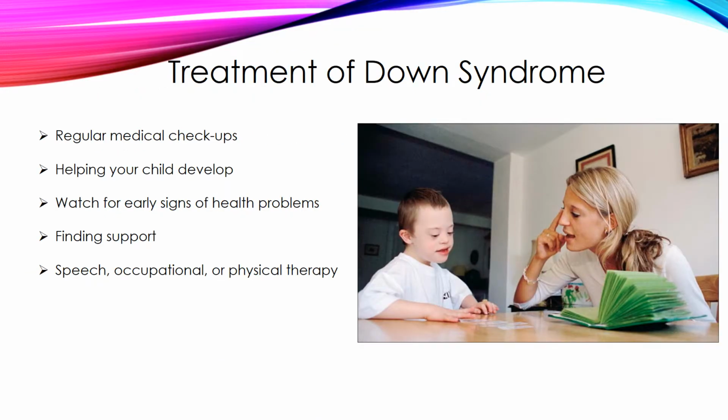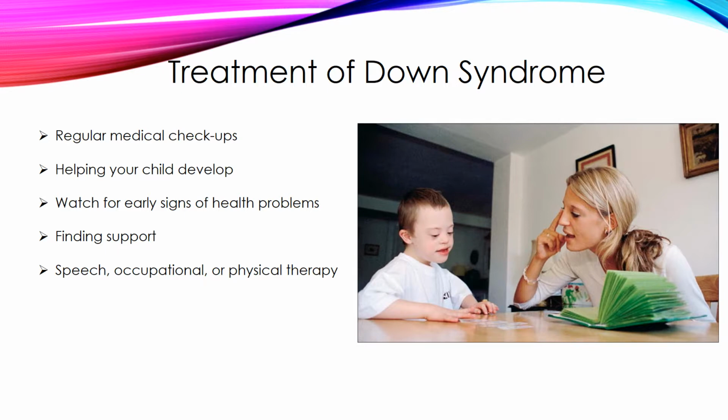The treatment of Down syndrome. There's not really a treatment of Down syndrome. There's nothing that really can change it. The only thing that you can do is make it better. So people suggest to have regular medical checkups. They suggest helping your child develop, watching for early signs of health problems. If you feel like your child is not on the correct growth curve, or they're falling behind on the growth chart, you might want to mention that to your pediatrician and have some testing done.